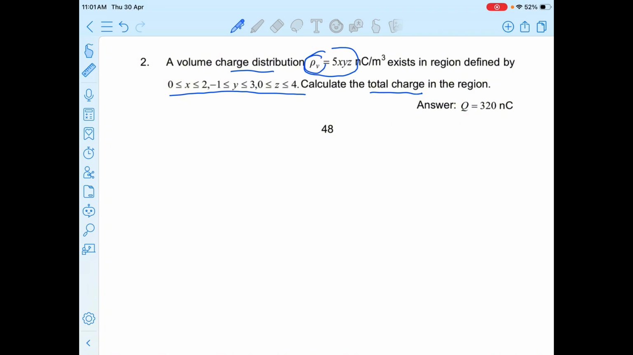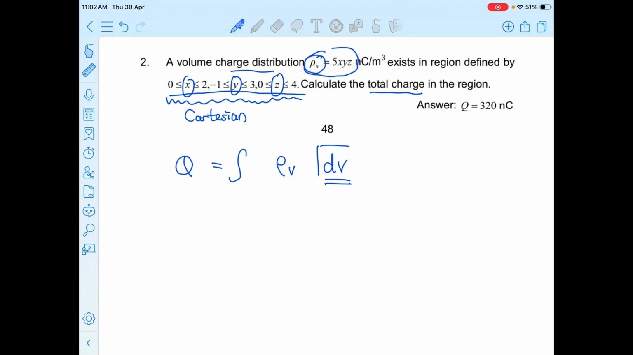Here it is, rho v. In order to get the total charge, we have to apply this formula: integral of rho v dv. Next, we define the suitable coordinate system for our dv. We have three kinds of coordinate systems: Cartesian, cylindrical, and spherical. Based on the information given, the x, y, and z values are given, so here we choose to use the Cartesian coordinate system to represent our dv.